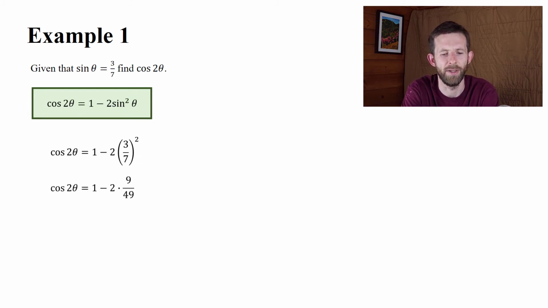3/7 squared is 9/49, times 2 is 18/49. 1 is 49 over 49, minus 18 over 49 is 31 over 49. So pretty straightforward.